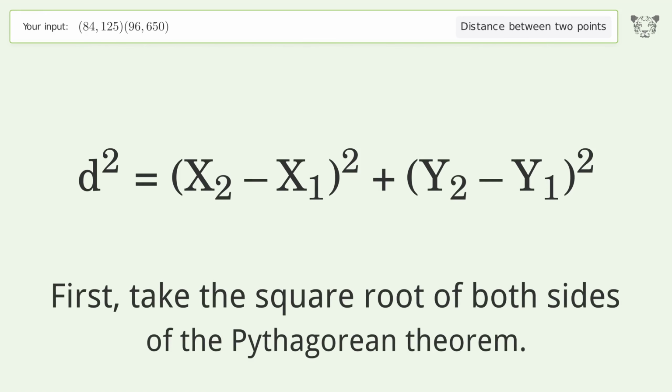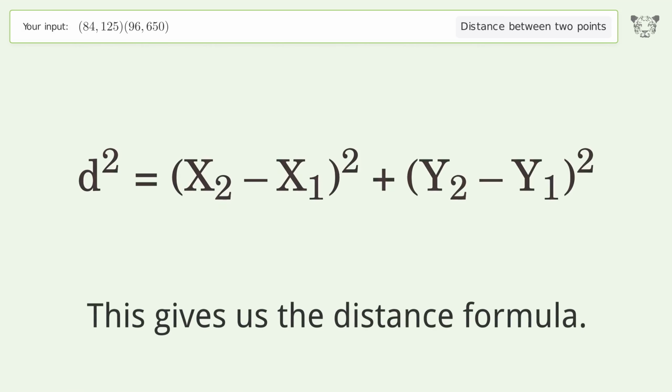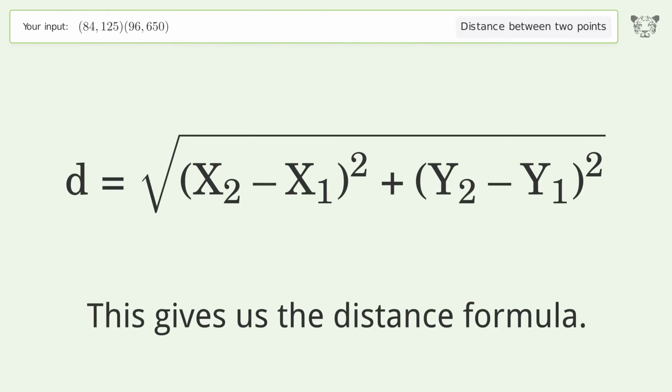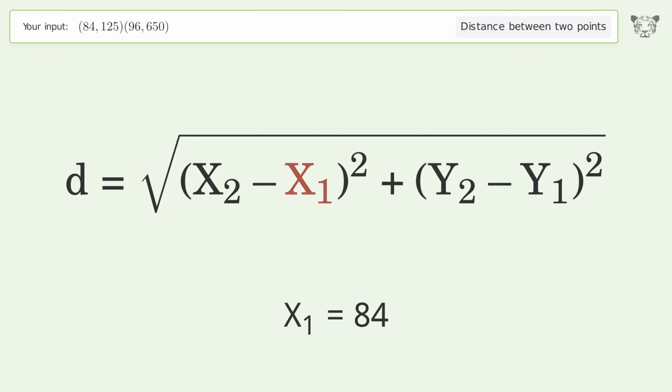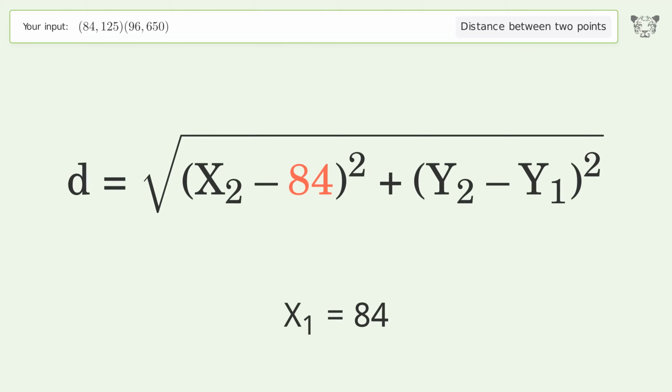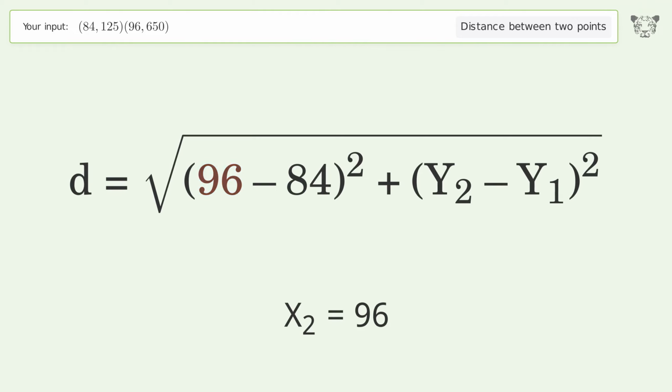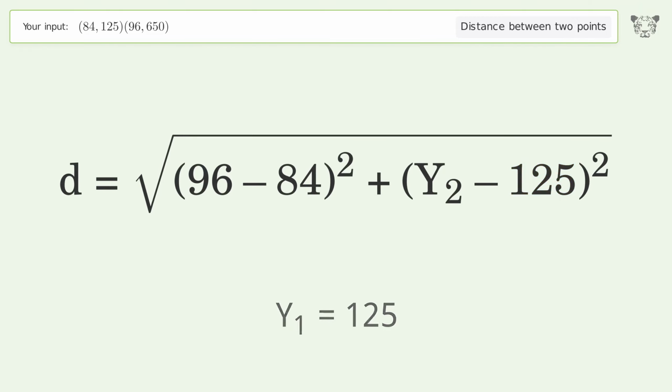First, take the square root of both sides of the Pythagorean theorem. This gives us the distance formula. Plug the coordinates of the points into the formula. x1 equals 84. x2 equals 96. y1 equals 125. y2 equals 650.